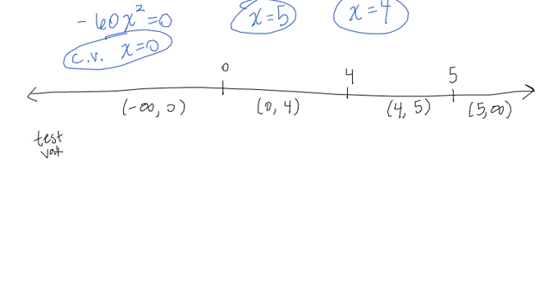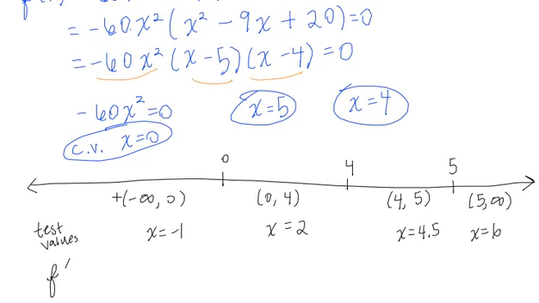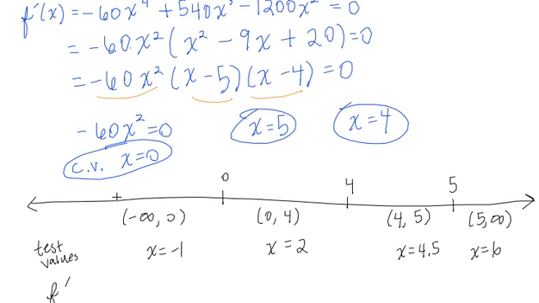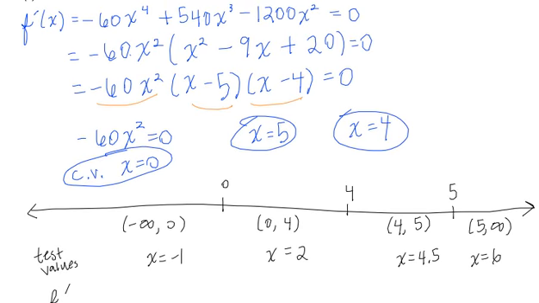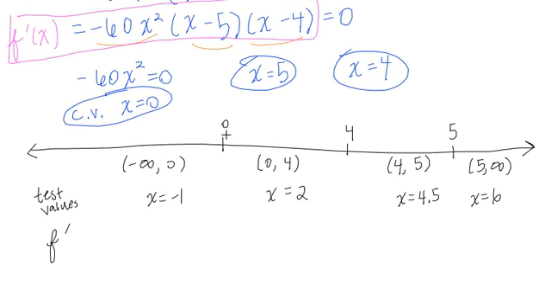For test values, I'm going to choose negative 1, 2, 4.5, and 6. Here we're plugging into the derivative. F prime was, let's plug into the factored version instead. It's going to be much easier. So this is the factored version of f prime right here, and that's what I'm plugging into.